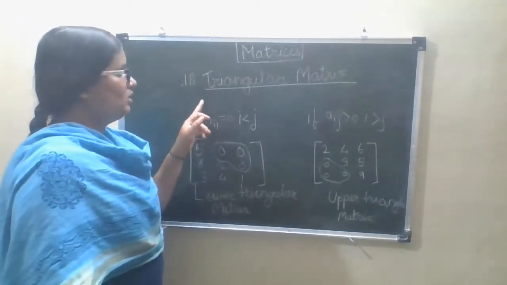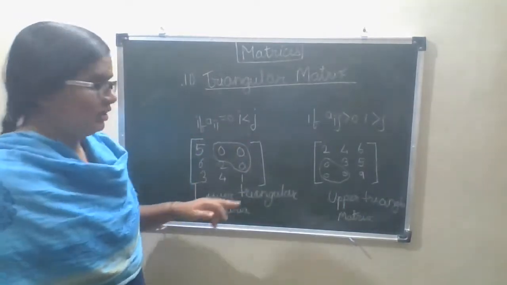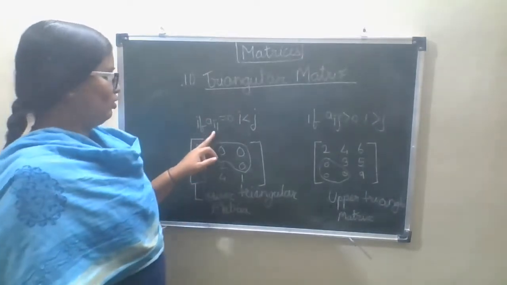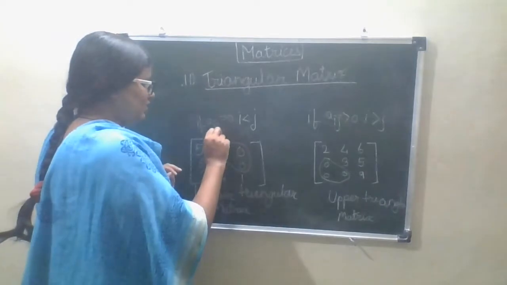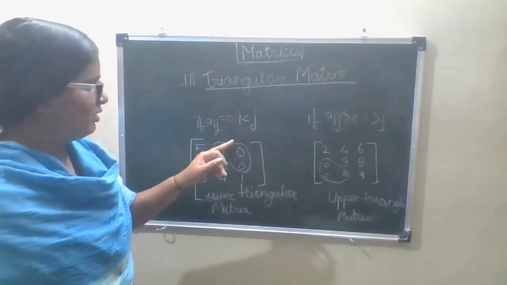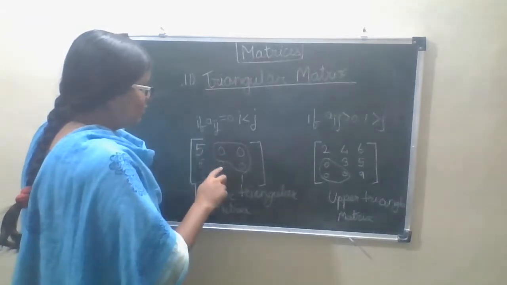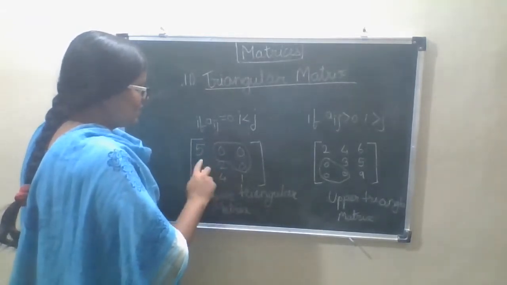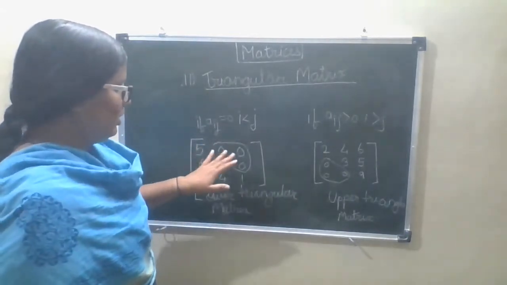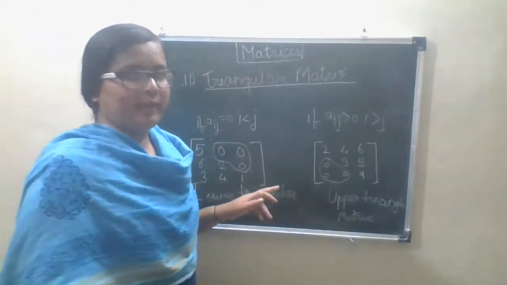If in a triangular matrix, if in a first lower triangular matrix, the value of a of ij is equal to 0 and i is less than j, then the value of the matrix will be 5, 2, 1, 6, 3, 4, and here these elements will be 0, means these elements are 0, then it is called a lower triangular matrix.